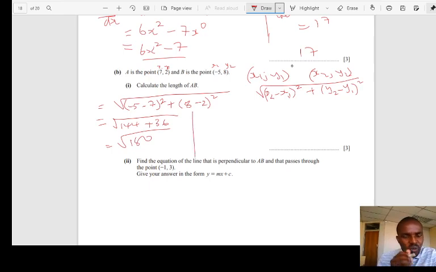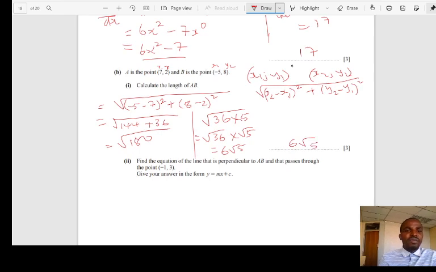Then you can simplify this one, leaving your answer in surd form. So for the square root of 180, you find two factors of 180. One will usually have a square root, and the other one no square root. So you can find that there is 36 and 5. So the square root of 36 times 5. That's how you simplify surds. Then you can separate like this. Root of 36 is 6, so it will be 6 root 5.